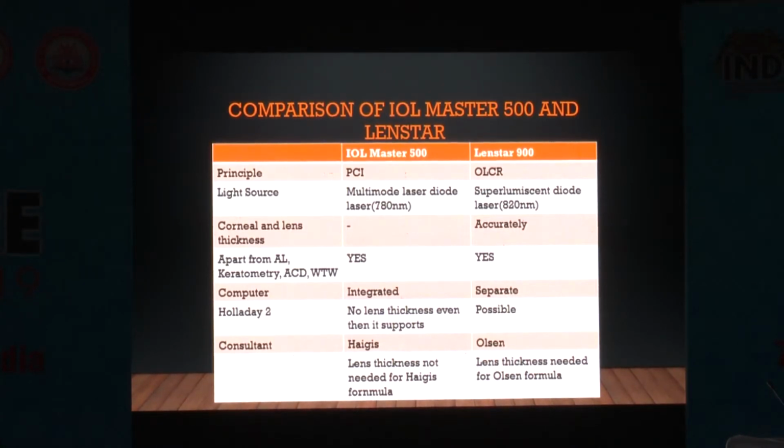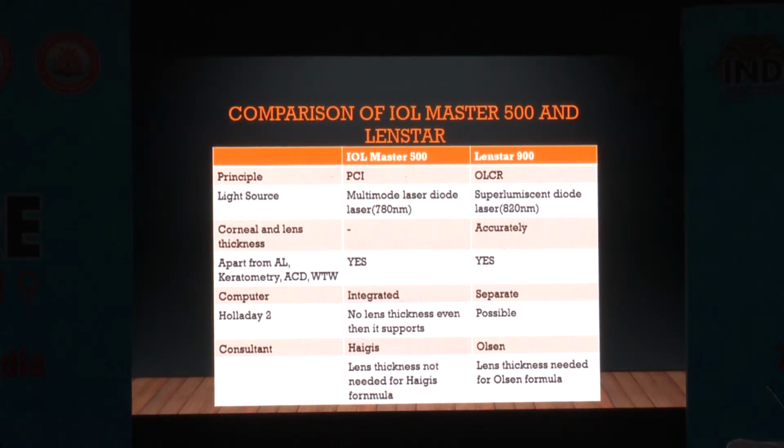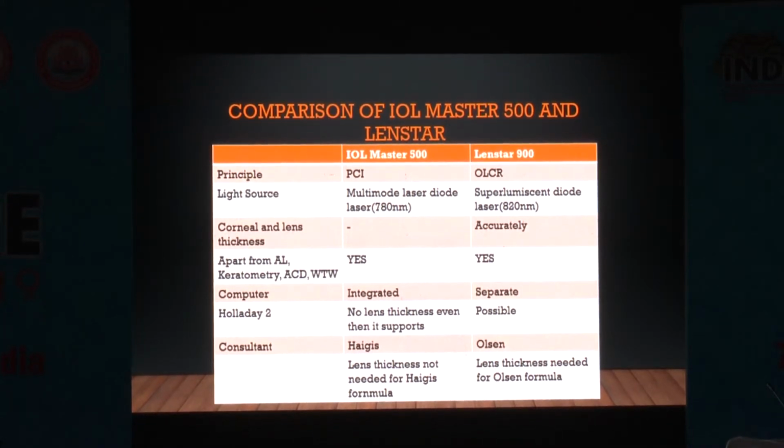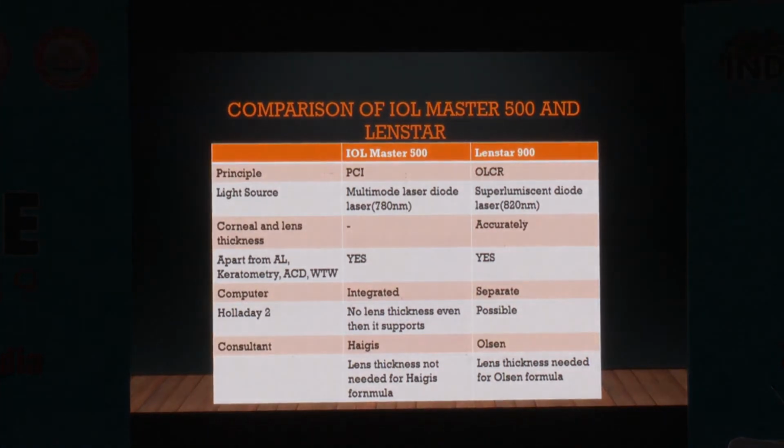Basically, the consultants for IOL Master 500 and Lenstar were different. Lenstar will give you lens thickness, but IOL Master 500 will not. The reason being, the consultant for IOL Master 500 was Haigis, and for Lenstar 900, Olsen. For the Haigis formula, you don't need lens thickness. But for the Olsen formula, lens thickness is a must. It gives the concept of C constant. So it is not that the machine could not take it, but the scientist who designed it didn't need that in his formula, so he didn't incorporate it into the measurement.